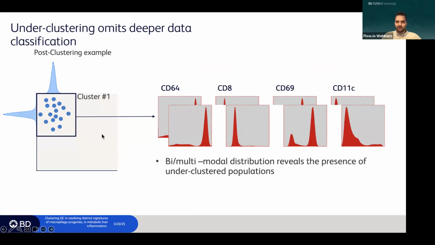So the first example is with under-clustering. What the algorithm does is take a cluster and check across each one of the parameters whether we have a unimodal or a bimodal distribution. You can see here, for example, for CD69, I have a bimodal distribution, which could indicate that I have more information in that cluster, and it should be separated into CD69 positive and negative. So actually two clusters.